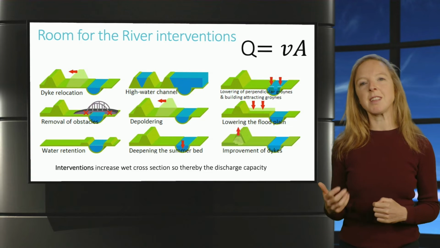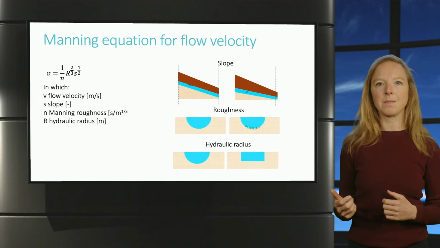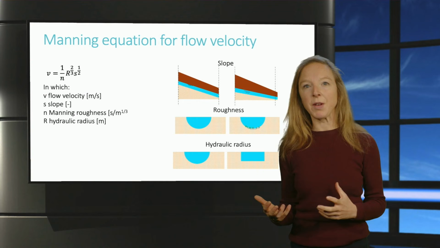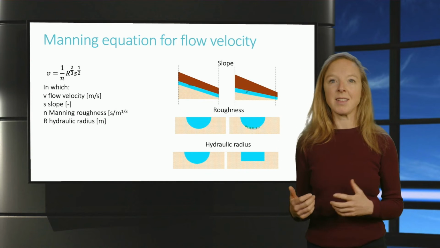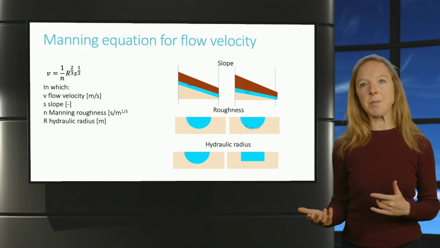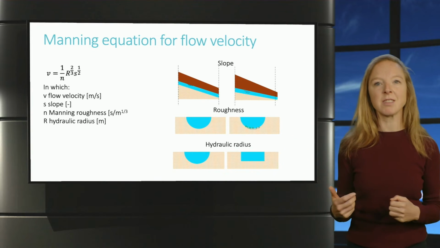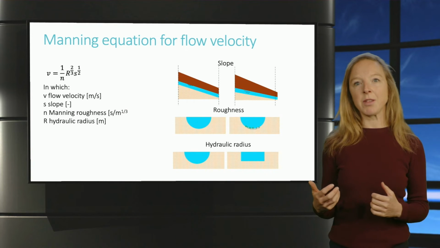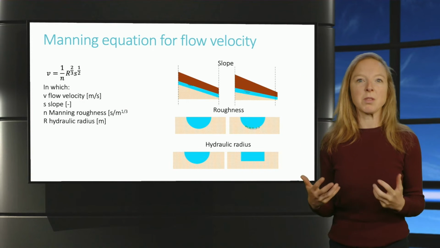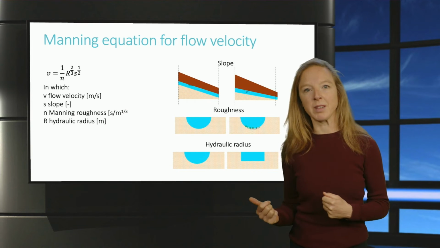The second component in the discharge equation is flow velocity. What does this flow velocity depend on? A simple equation to calculate flow velocity in water courses was developed by the Irish engineer Robert Manning in the 19th century. Basically, the flow velocity depends on the slope. The steeper the water course, the faster the water flows. The roughness, for example, bed vegetation, slows down the flow. And last, the hydraulic radius. The hydraulic radius is basically a measure for how close a water course is to a smooth, half-round pipe, the most efficient shape to convey water.